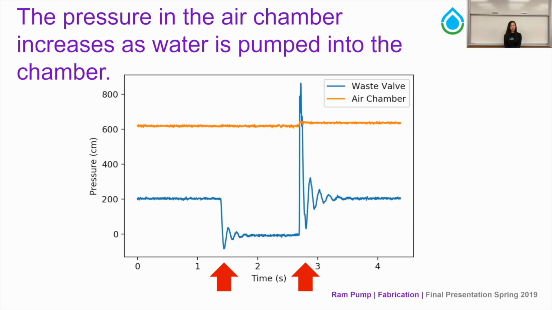And when the plate closes, the air chamber pressure also increases because when the waste valve pressure exceeds the air chamber pressure, this indicates that water is being pumped into the air chamber, and as water enters the air chamber, the air within the air chamber is compressed, which increases the overall pressure in the air chamber. And we use these pressures to calculate the volume of water pumped during each cycle.